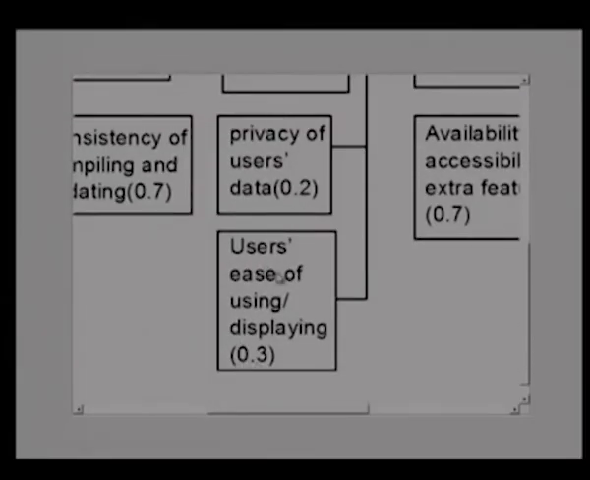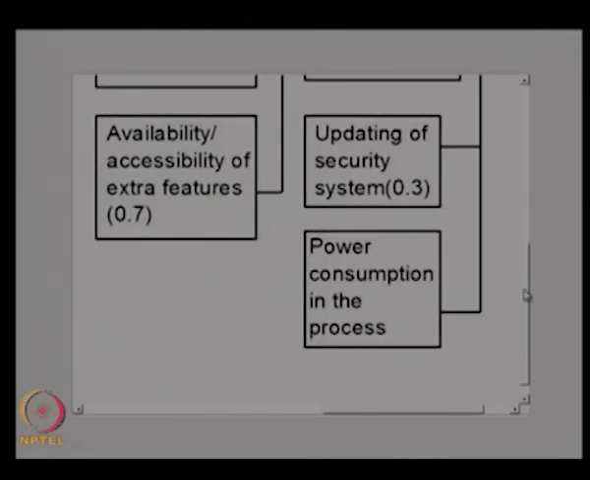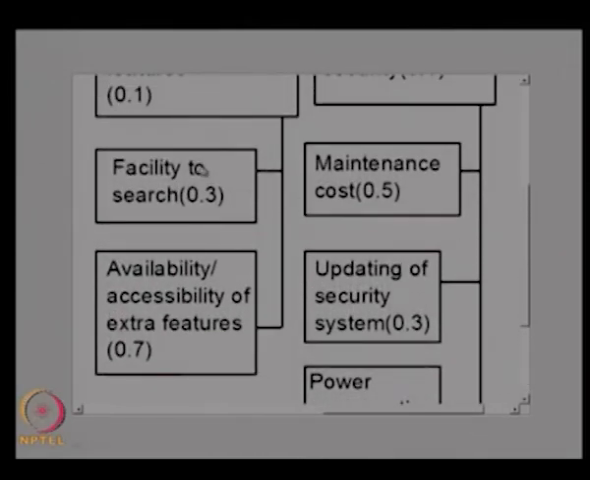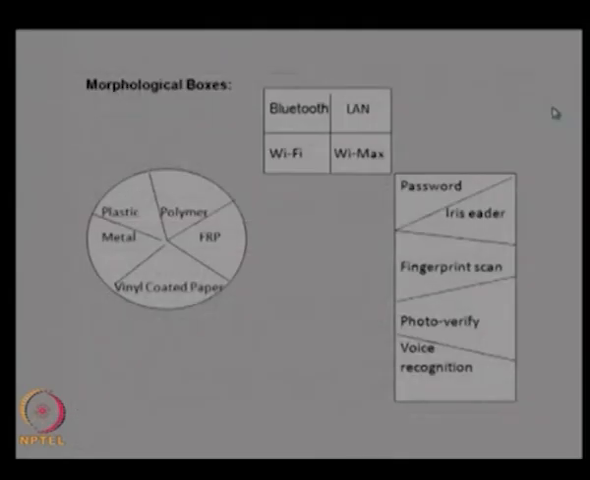Again, weightages are given accordingly. So, these weightages allow us to have the trade-off at a later stage if we want to modify the design or we want to have some kind of trade-off. So, that is about that trade-off. Then here it shows the morphological boxes.